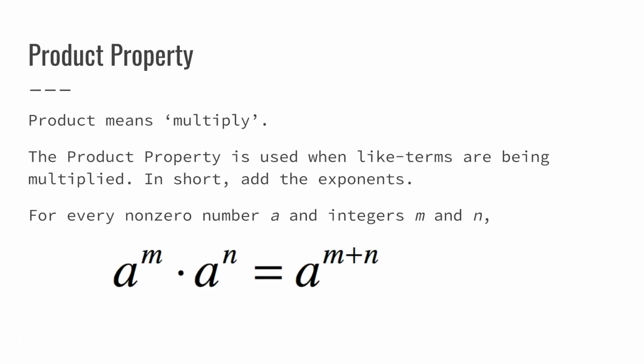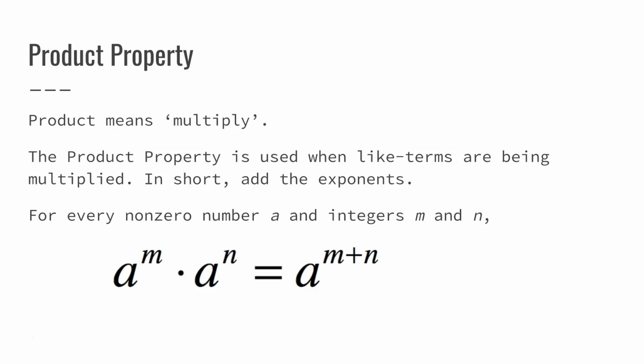The last 2 things that I'm going to show you in this slide are the product property and the quotient property, and then you'll be able to click to a different video to actually practice some examples. So the product property, well, first thing you should know is what in the world does product mean? It actually means multiply. So that should clue you in on when to use this. The product property is used when like terms are being multiplied. And in short, what you're going to be doing is adding the exponents. So this seems kind of scary right now, but write it down and just hold on to it.